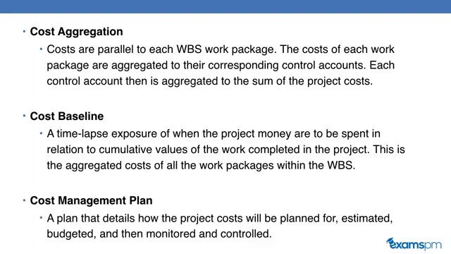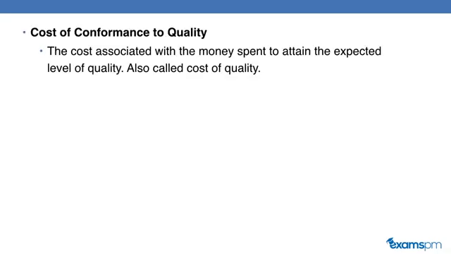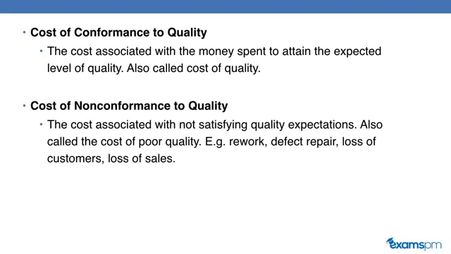Cost management plan is a plan that details how the project cost will be planned for, estimated, budgeted, and then monitored and controlled. Cost of conformance to quality. This is the cost or the money spent in order to attain an expected level of quality. It is also called the cost of quality. Cost of nonconformance to quality. This is the cost associated with not satisfying the quality expectations. It includes the cost of rework, defect repairs, loss of customers, and loss of sales. It is also called the cost of poor quality.